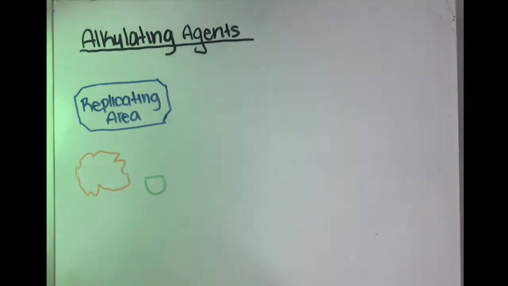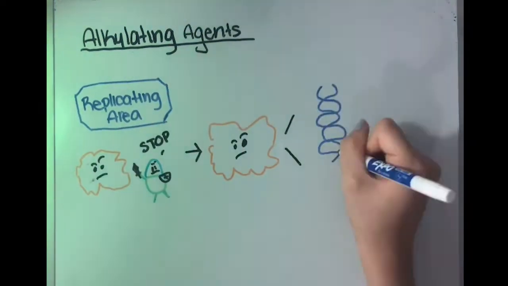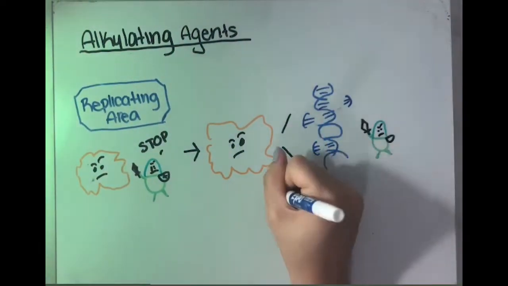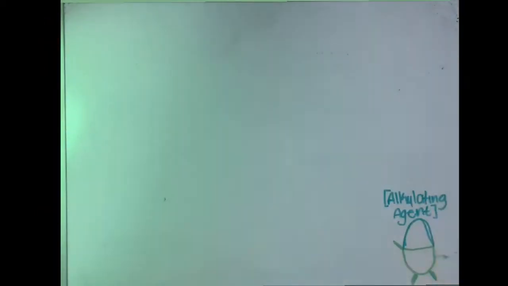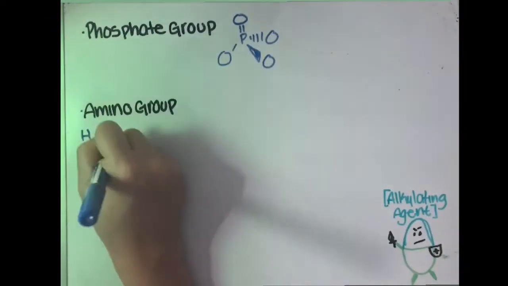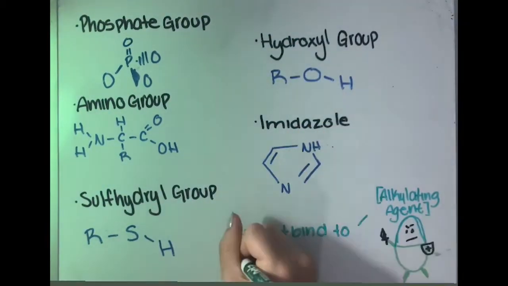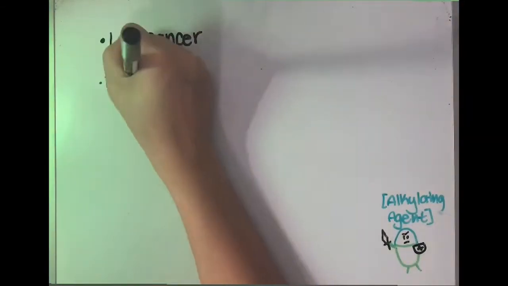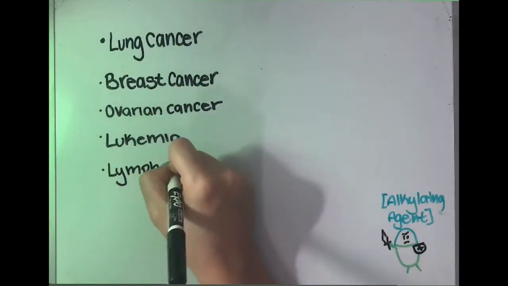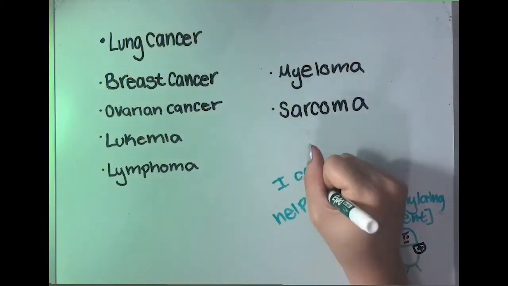Alkylating agents are chemicals that will prevent the cells from replicating themselves by damaging their DNA. What this means in the chemical world is that they need to be able to bind to phosphate groups, amino groups, sulfhydryl groups, hydroxyl groups, and imidazole groups. This drug is used to treat cancers such as lung, breast, ovarian, leukemia, lymphoma, myeloma, and sarcoma cancers.